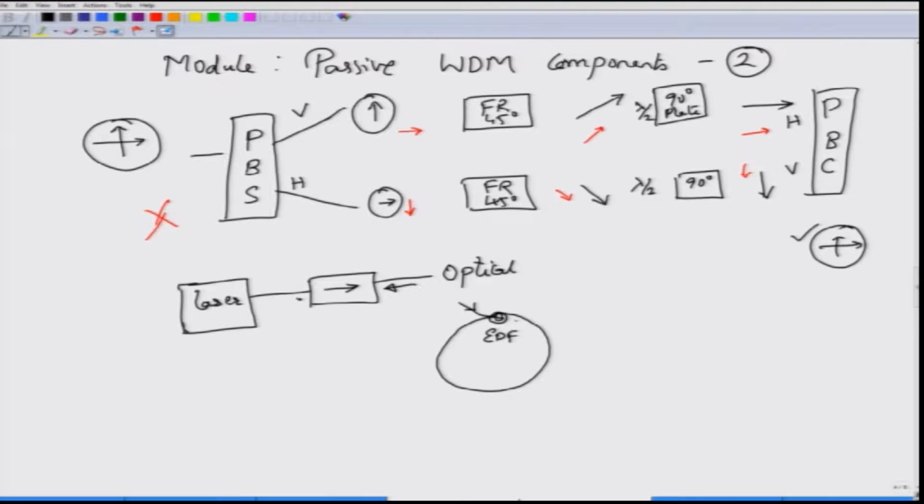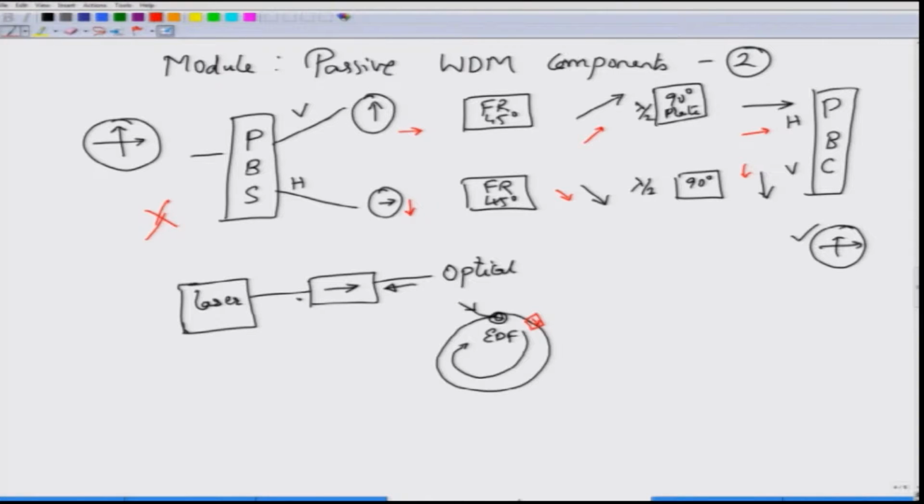Now, I somehow want to create unidirectional propagation, that is, I want my signals to propagate only clockwise. What I do is I simply put an isolator here which will carry signals only in this way, because any reflection will be filtered out by the isolator. So, this is essentially where isolators are extremely useful.